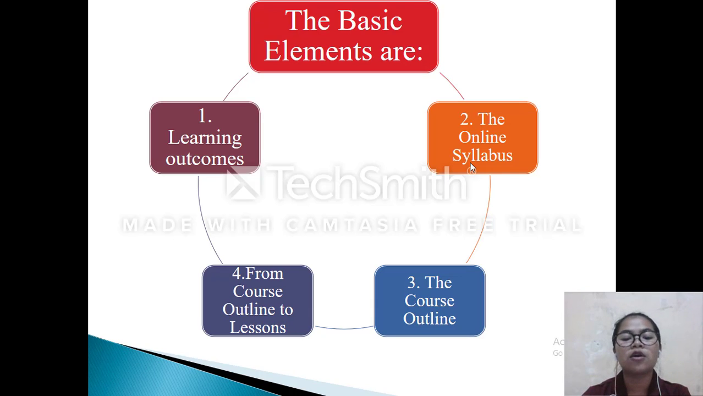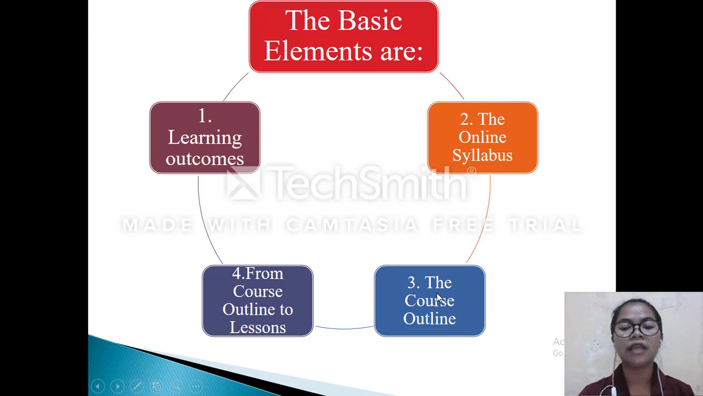And there are 5 characteristics of an online syllabus. The first is a communication strategy. Second, a clear description of the course time frame and format. The third is guidelines for online class participation. The fourth is technical requirements and support. And the last is a detailed course outline with start and end dates.